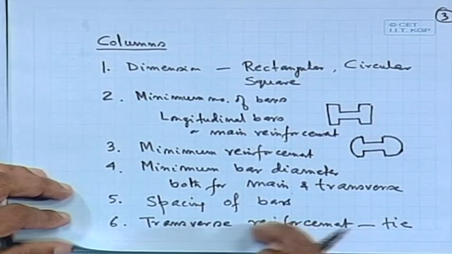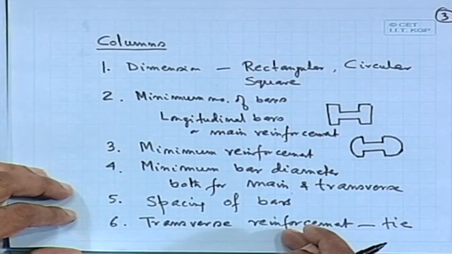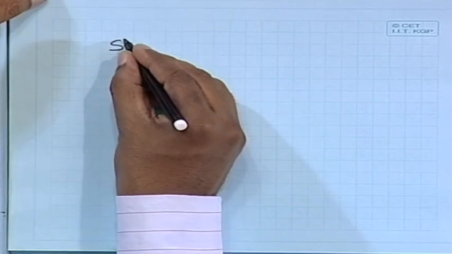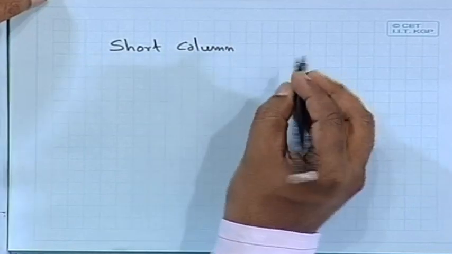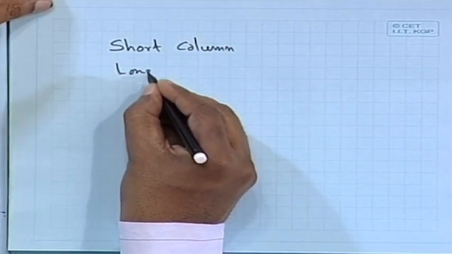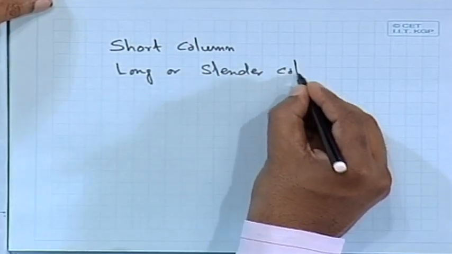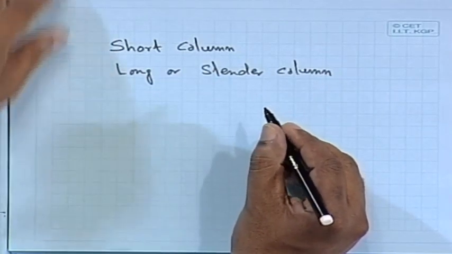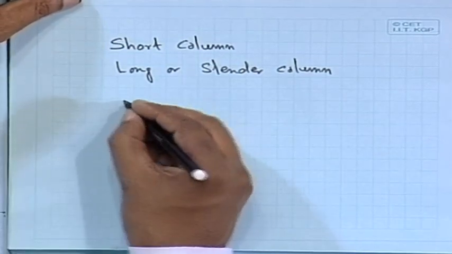In addition to that, we have to take care of the effective length of the column. So, from there also you have to find out whether it is a short column or a long or slender column. Long or slender column. Let us come to that definition of column.